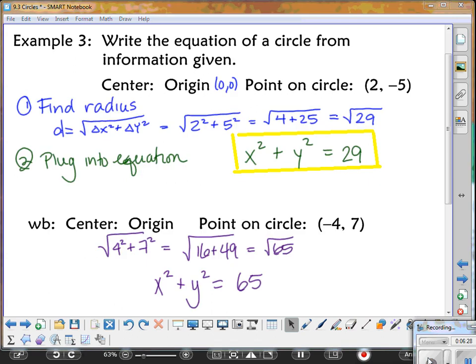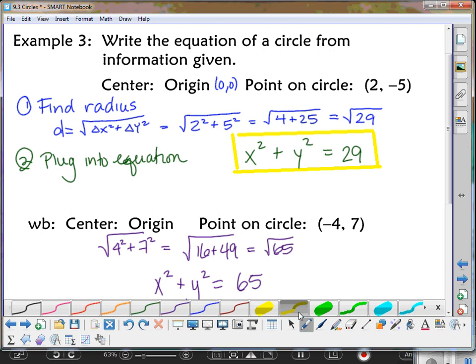Okay, so when we figure out the distance, we end up with the square root of 65. So x squared plus y squared equals 65. Any questions on that?